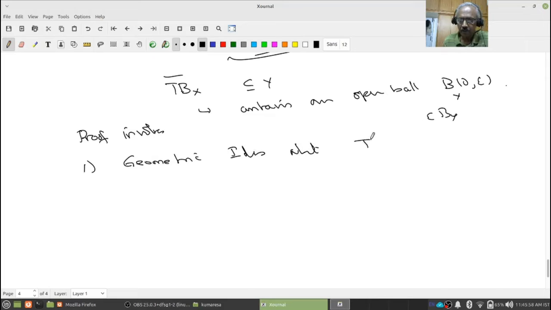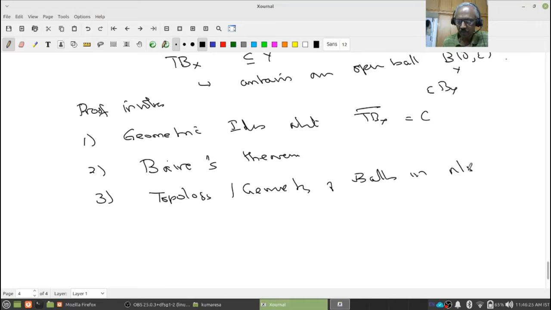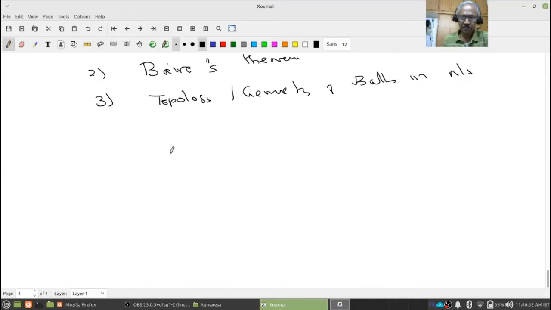About the closure of T(B_X), let me call it C. And the second uses the so-called Baire's category theorem. I will simply say Baire's theorem. I don't like the word category. And third, again, the topology of balls, the topology or geometry of balls in a normed linear space. Let's go slow, one by one. The first, geometric idea.